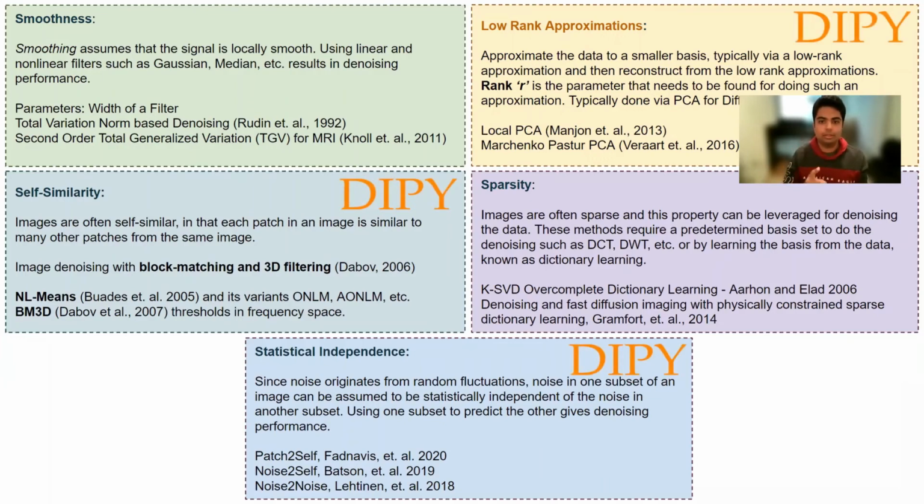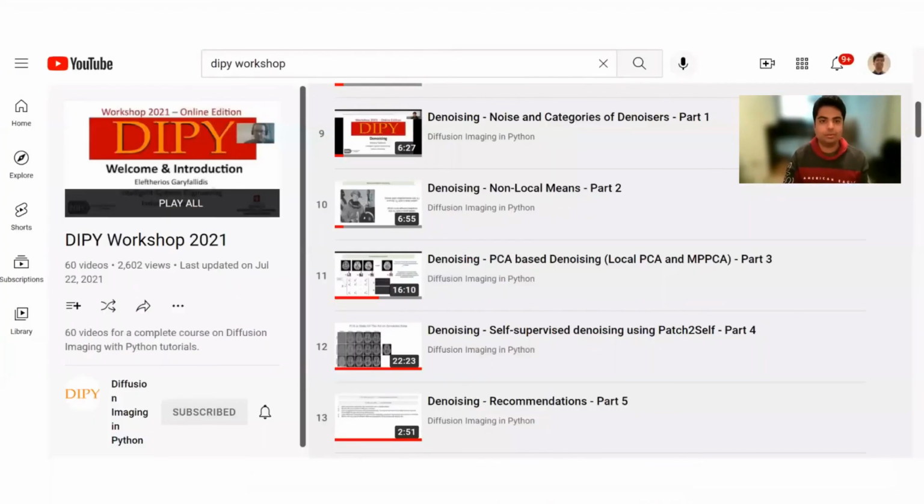We have MPPCA, non-local means, and partial self implemented in Dipy. Today, I will not be covering these. I have already presented these in last year's workshop. So if you just go to YouTube and search for Dipy workshop, a playlist will pop up that says Dipy workshop 2021. And in there, you can find these videos on non-local means and PCA and how to use them in Dipy.